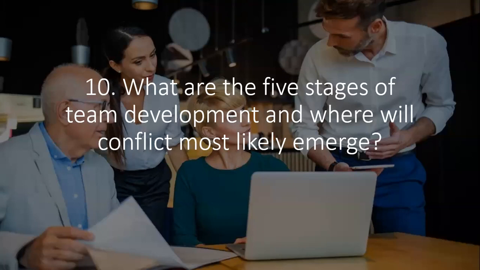Number 10, what are the 5 stages of team development and where will conflict most likely emerge? So the 5 stages are forming, storming, norming, performing, and adjourning. And storming is the stage where conflict is most likely to emerge. It's not that it couldn't emerge in other places, but when we take a look at the 5 stages, storming is where we begin to see a lot more of that.